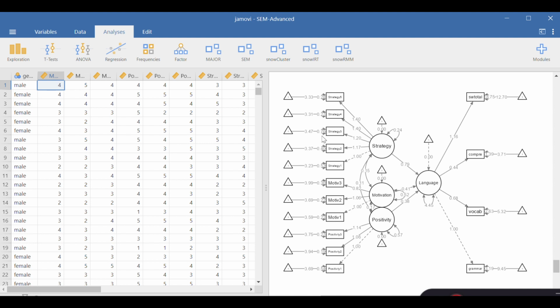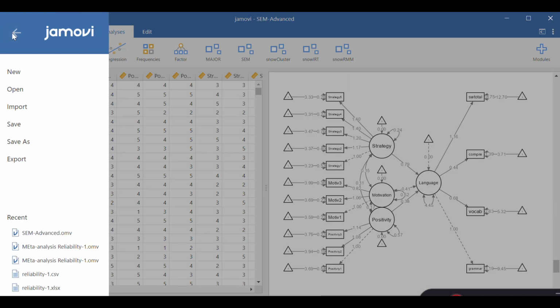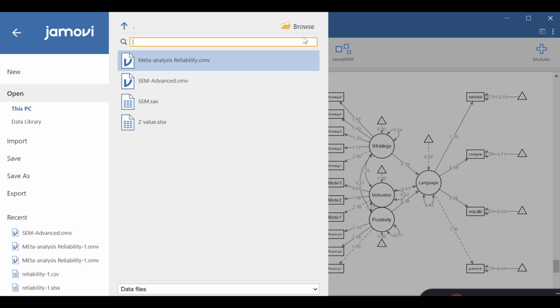The first thing that we need to do is, of course, to open our data set. Go to this hamburger menu and click on open and find your data set. Click on browse and find your data set. You can open a variety of different input files, such as SPSS. The one that I have opened is an SPSS file, and it didn't have any problems.